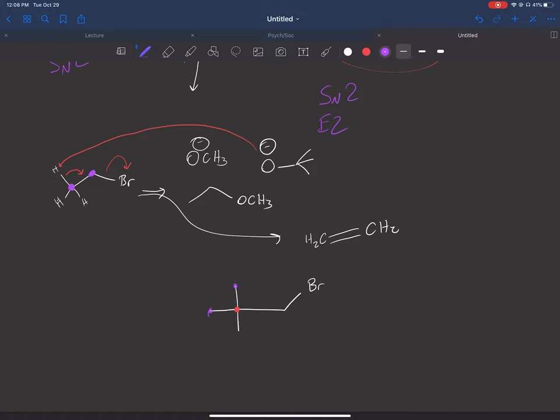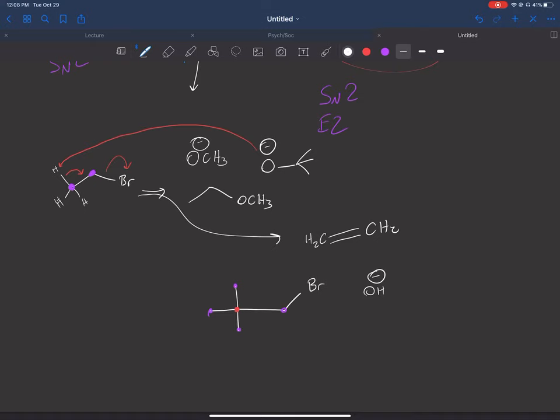1, 2, 3, 4th, and we have Br. Br is on a primary carbon. Now imagine I reacted with OH minus. So I'm not talking about the one bulky base scenario. I'm talking about this. Using what we know, we'd say it's an SN2 reaction, right?